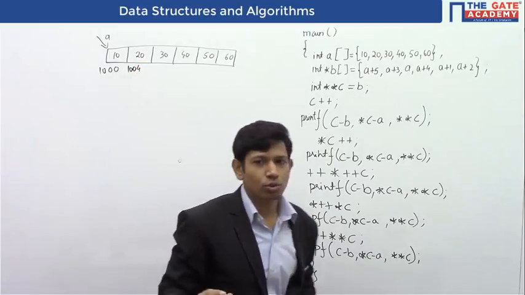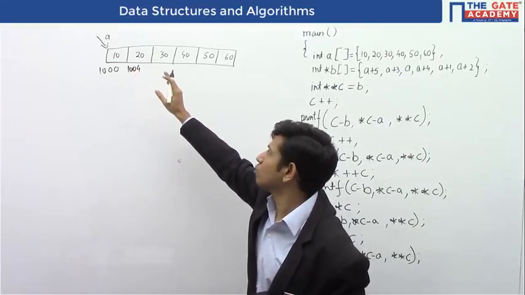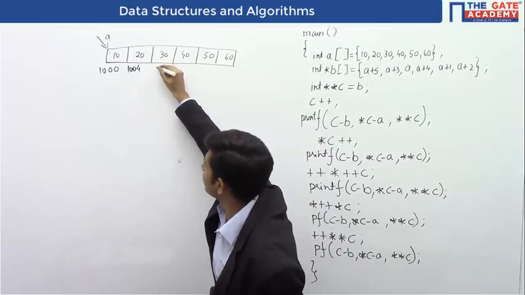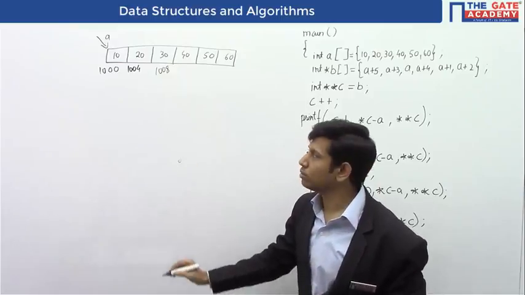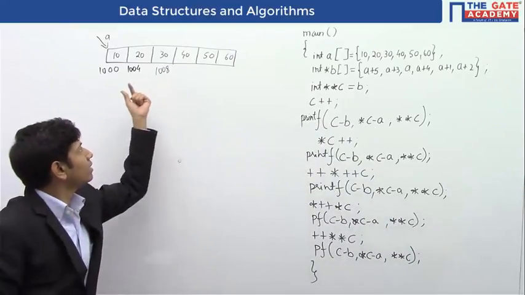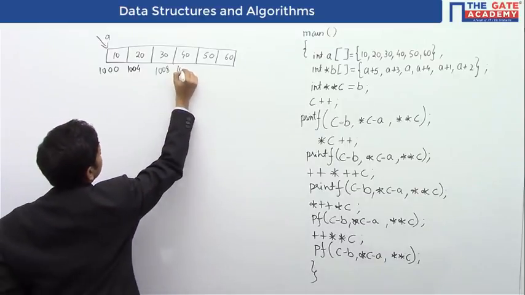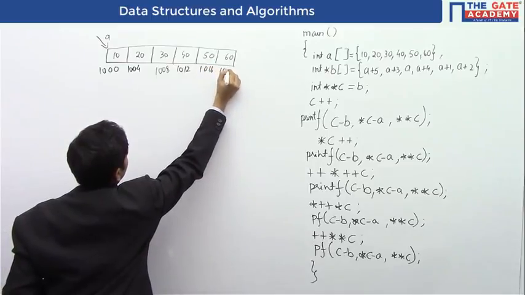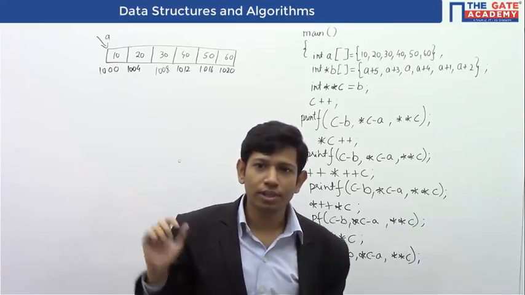1000 to 1003 are used to store the element 10. For storing element 20, 1004 to 1007 will be used. For storing 30, 1008 to 1011 would be used, and so on. So each element will take 4 bytes and we will get the addresses of each of these elements. Like this, we have got the addresses of all the elements.